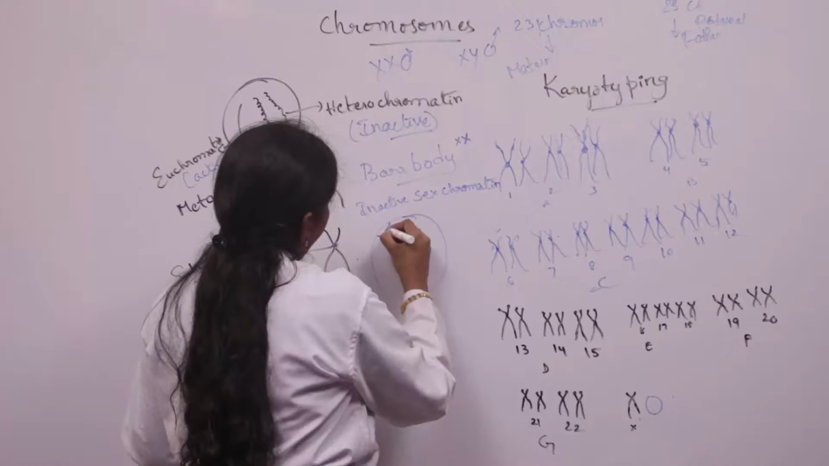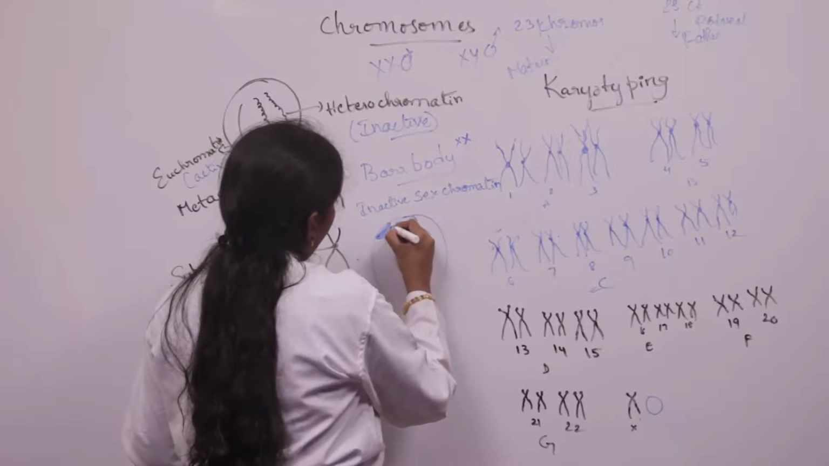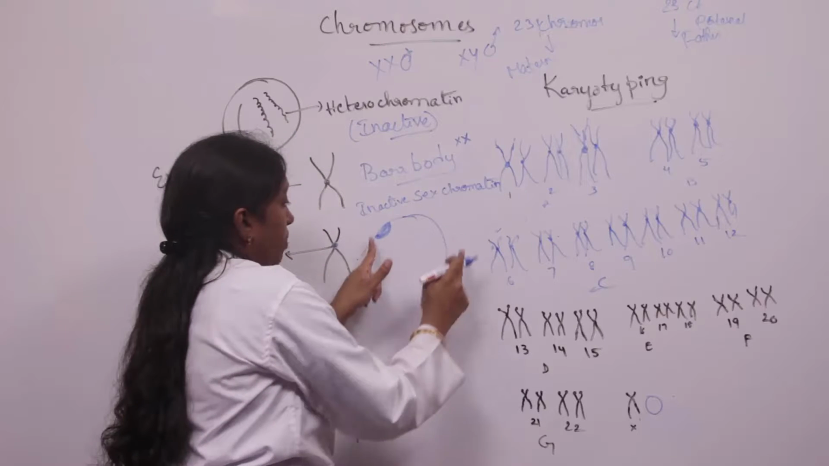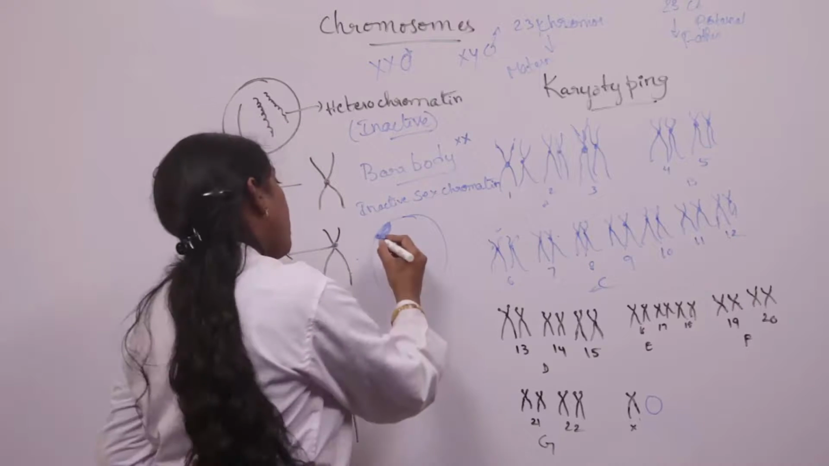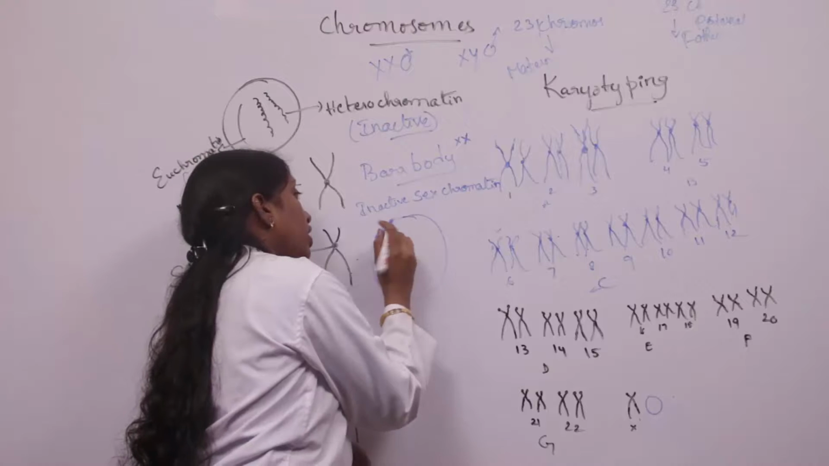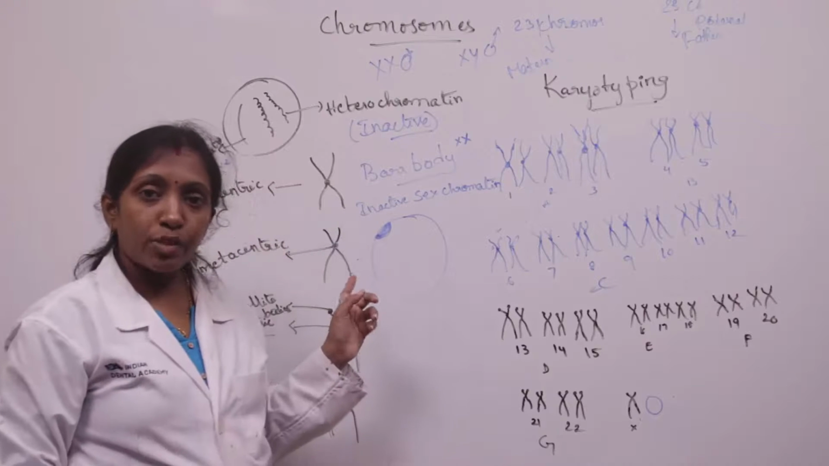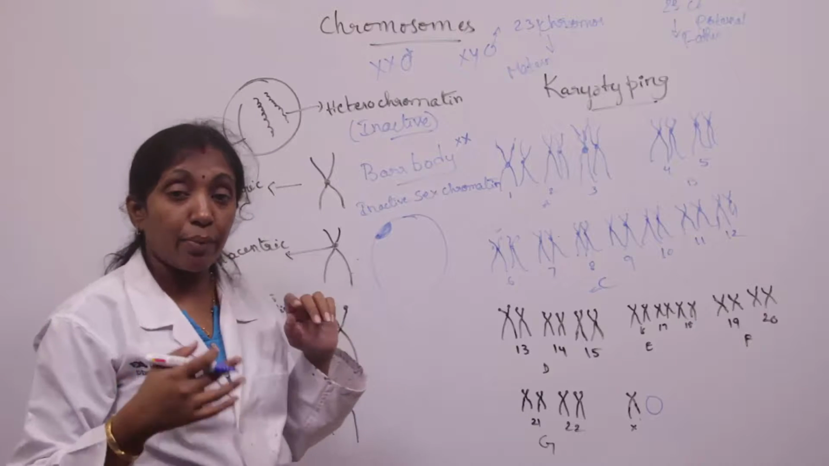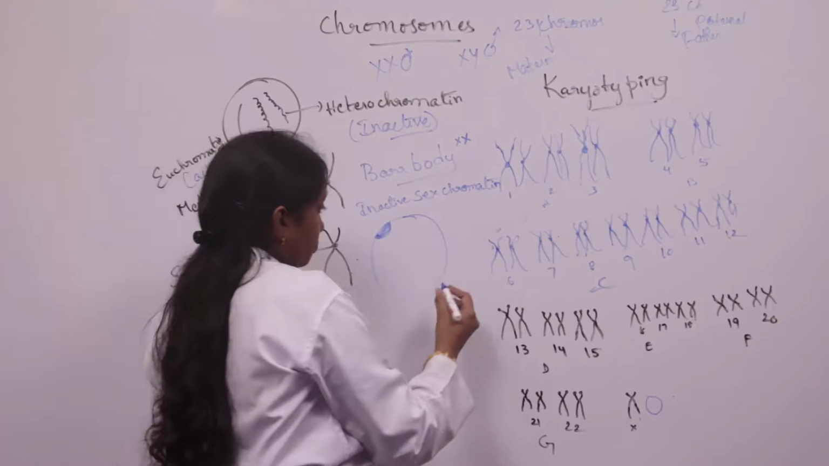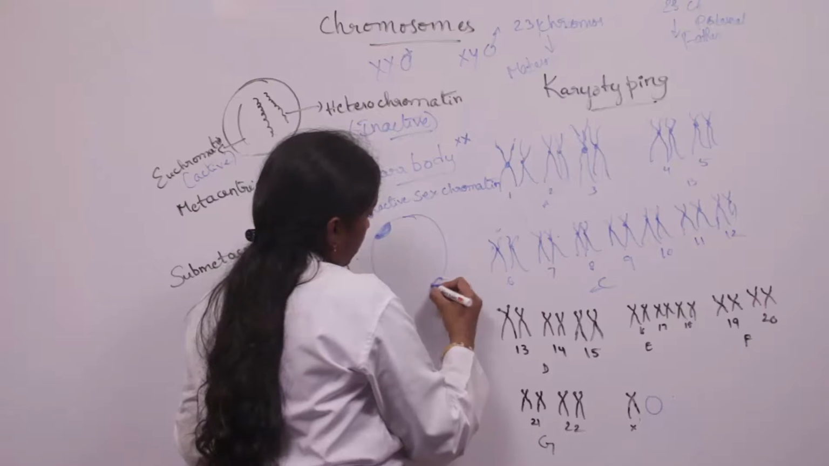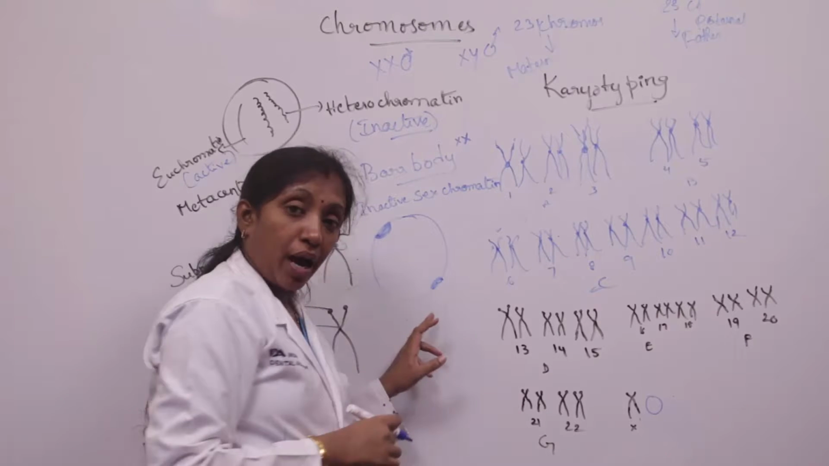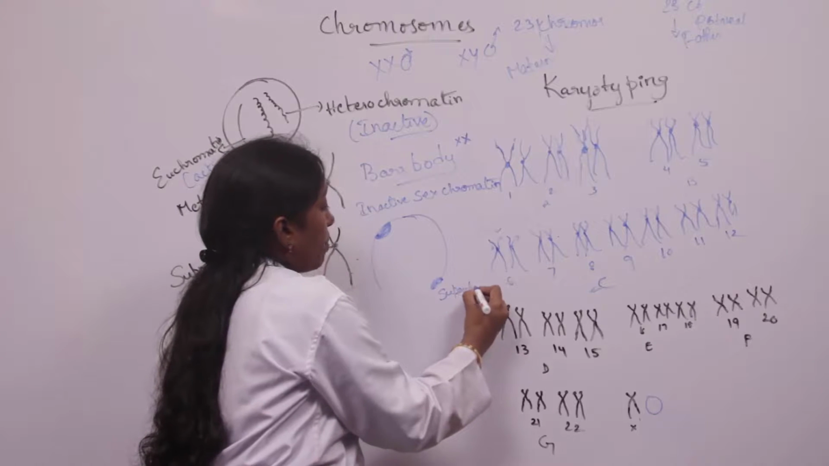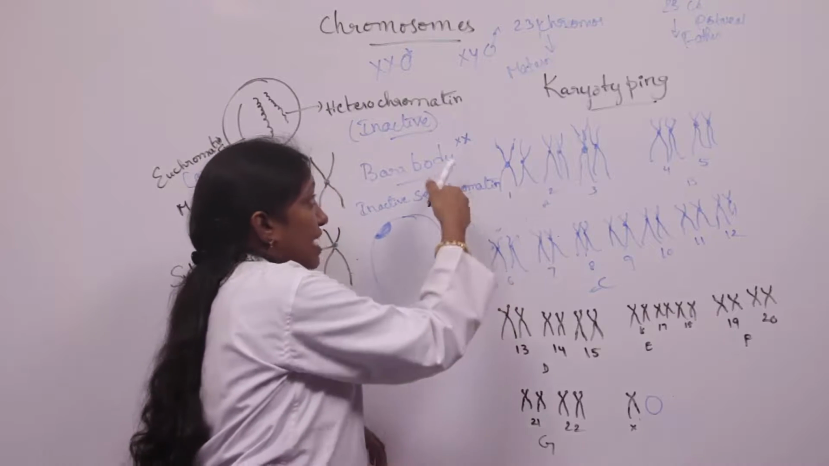body situated deep to the nuclear membrane. When we examine, this is the nuclear membrane. It is a plano-convex body situated deep to the nuclear membrane. If the barr body is present, then inactive sex chromatin is present. Sometimes 2 barr bodies are seen, then the female is a superfemale, because the barr body is nothing but inactive sex chromatin.